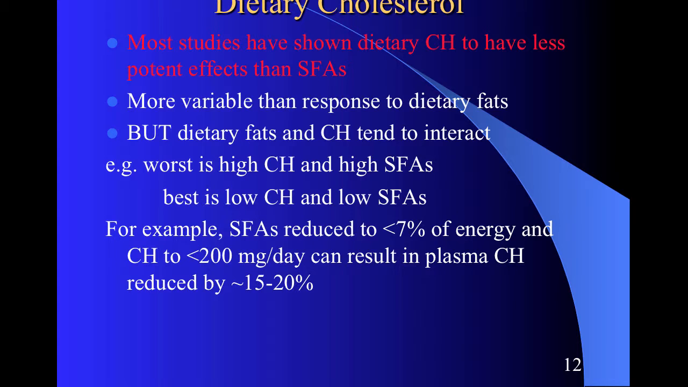So, for example, the worst case scenario is consuming high cholesterol and consuming high amounts of saturated fatty acids. The best is reducing cholesterol intake and reducing saturated fatty acid intake. For example, saturated fatty acids to less than 7% of energy. Remember we said it was about 12% in general. And cholesterol to less than 200 milligrams a day. Recommended amount is less than 300. But if you do both of those, that can result in plasma cholesterol being reduced by 15 to 20%. So that is significant. The combination of those is a really good strategy.